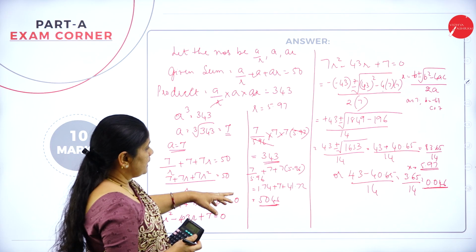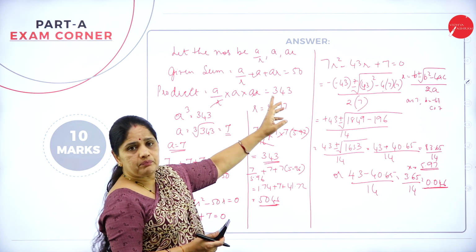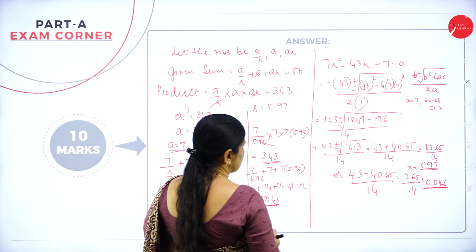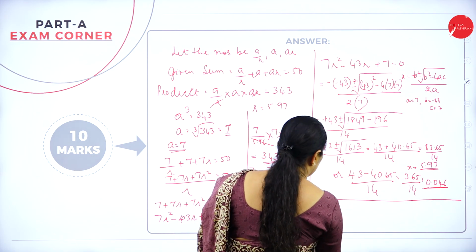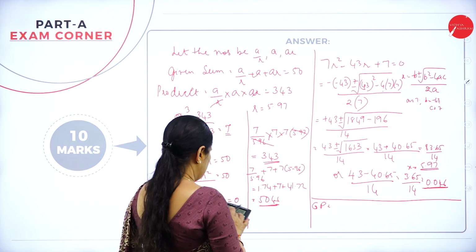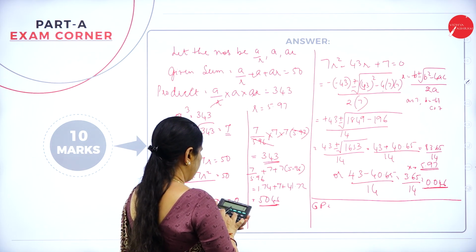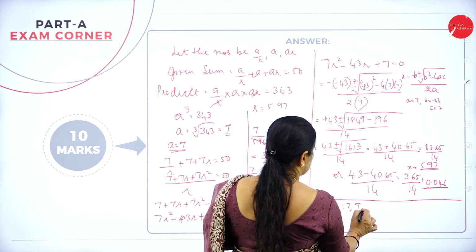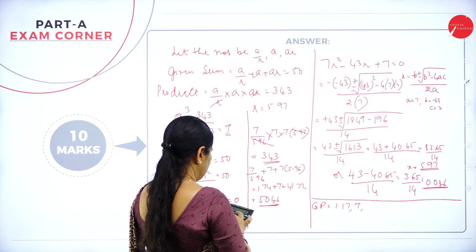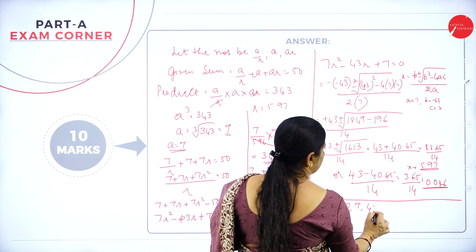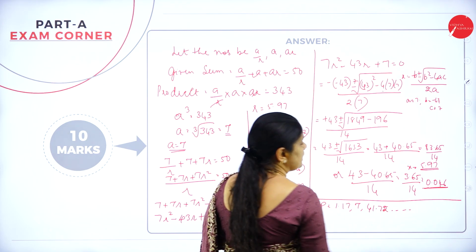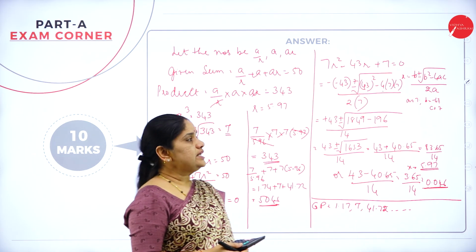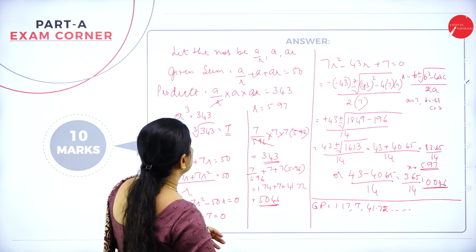When I add the values, I should get 50. When I multiply, I should get 343. Now what is the GP here? The GP equals 7 divided by 5.96, which is 1.174, then 7, and 7 into 5.96, that is 41.72. So this is the GP. So the first number is 1.174, then 7, then 41.72. So this is the way we have to solve this problem.